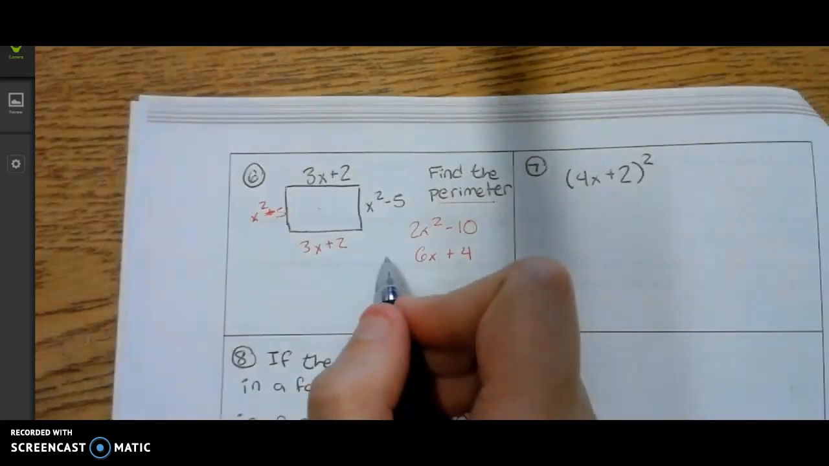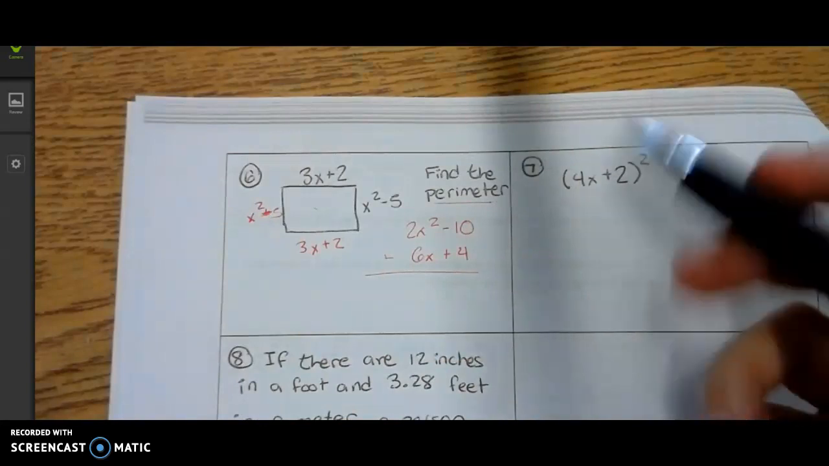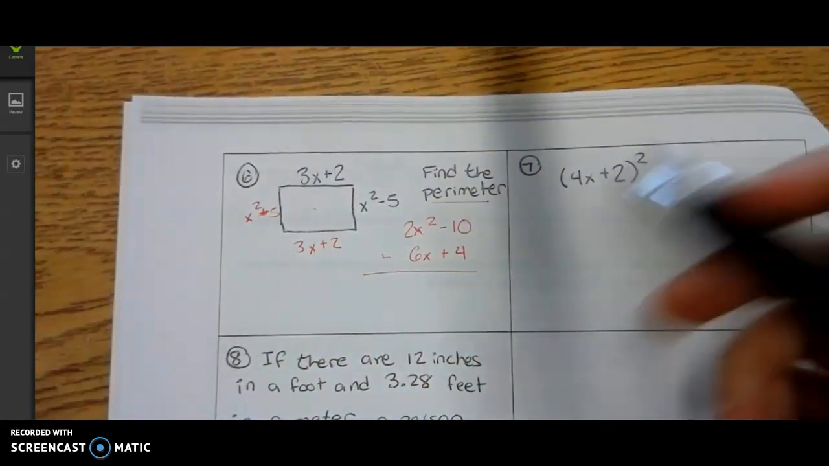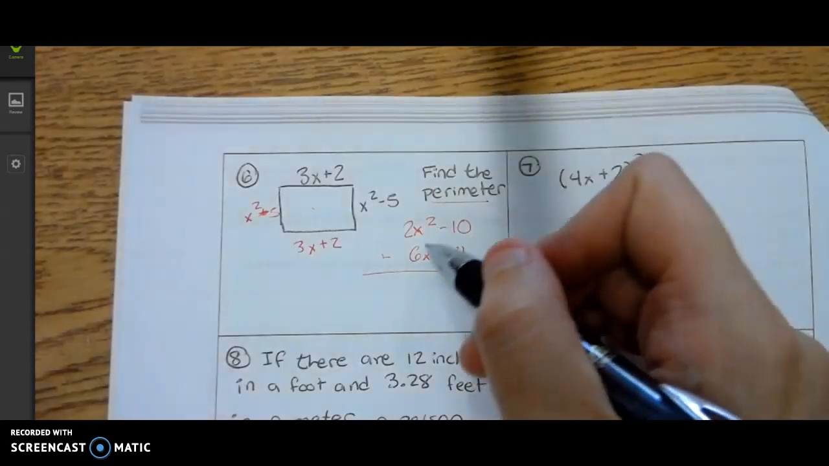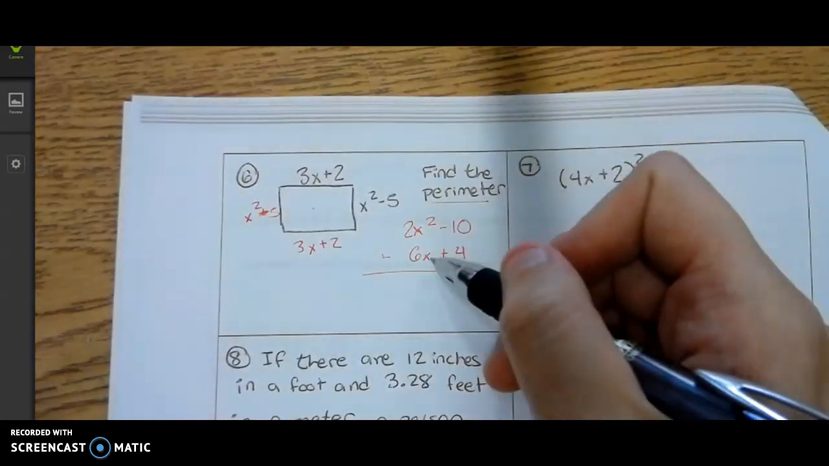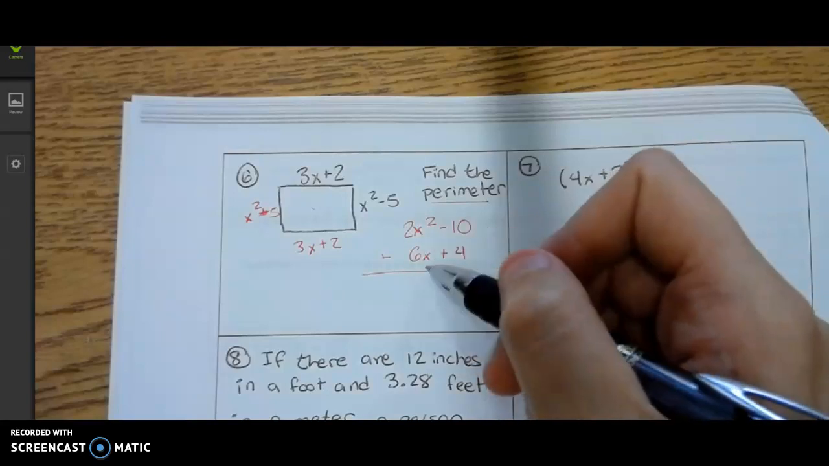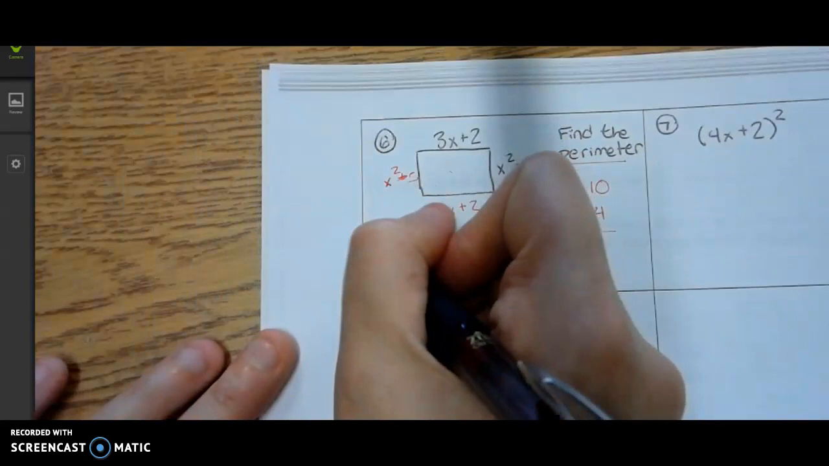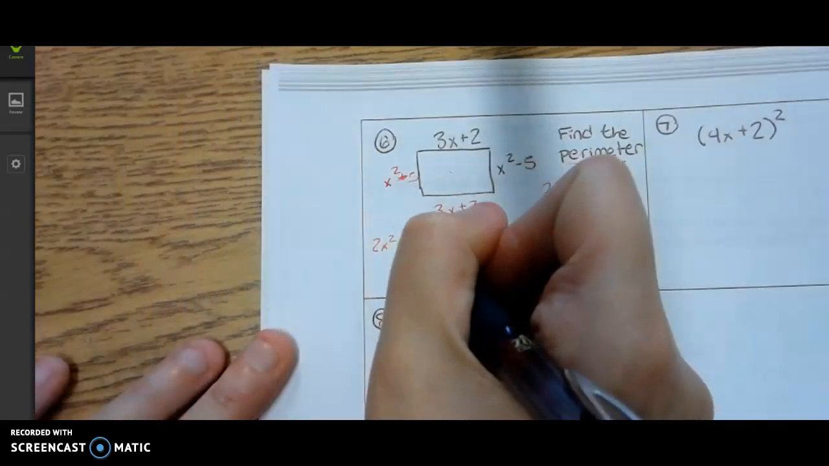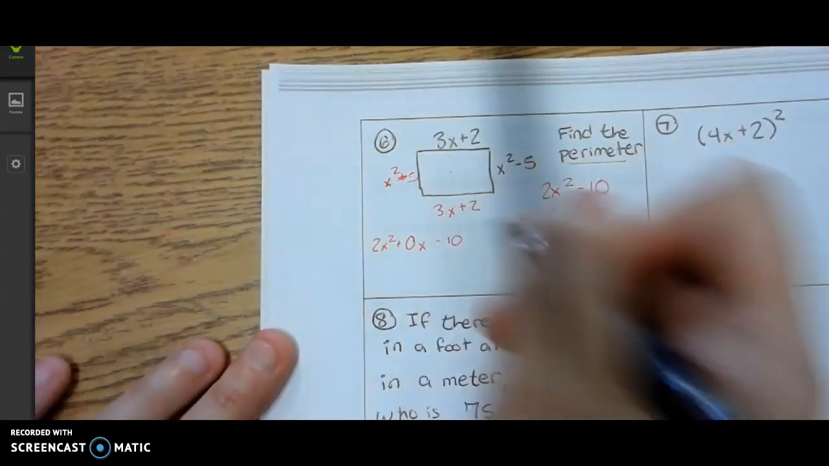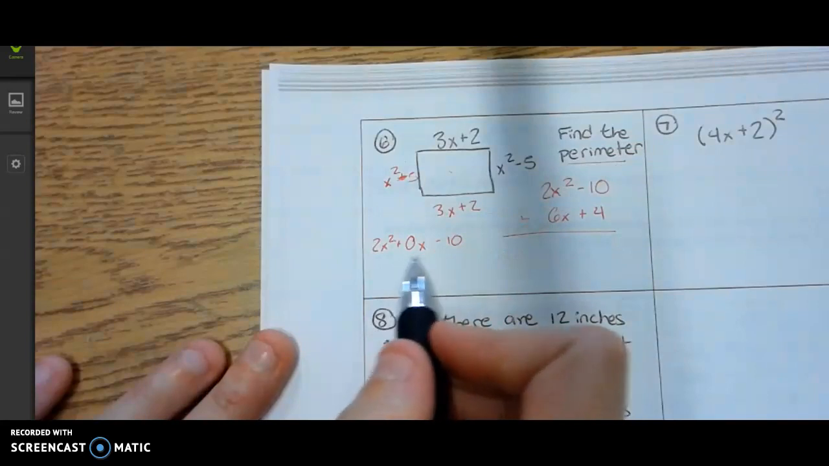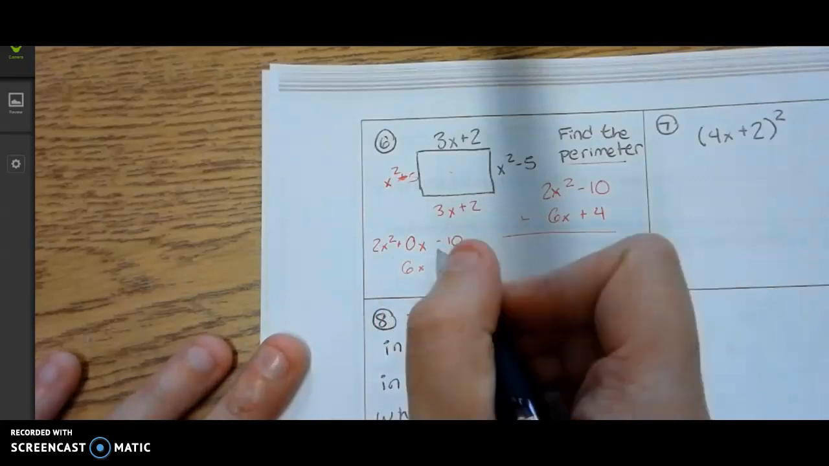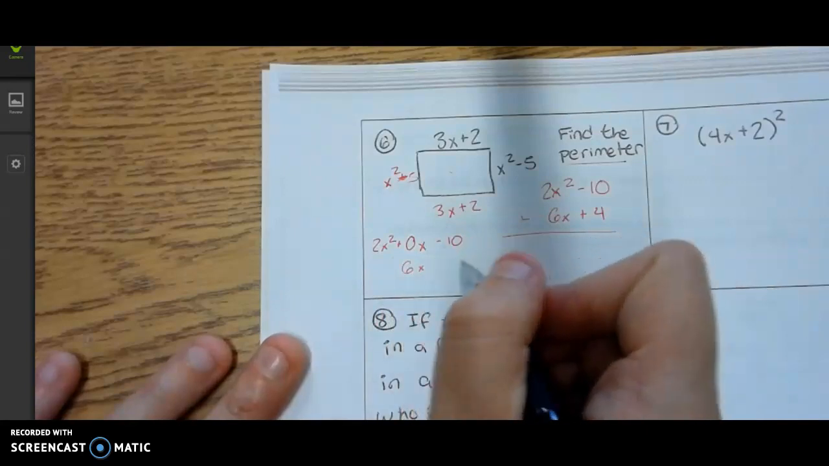Now we need to add these two together, and we can only add like terms. This is where I told you to be careful if you stack, because these two are not like terms. This one has an x squared and this one has an x, so I can't actually add those two together. So I'm going to rewrite it real fast: 2x squared plus 0x minus 10. This works as a placeholder so that when I line this other one up underneath it, I have an x column.